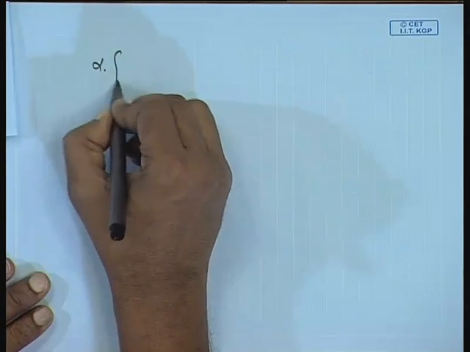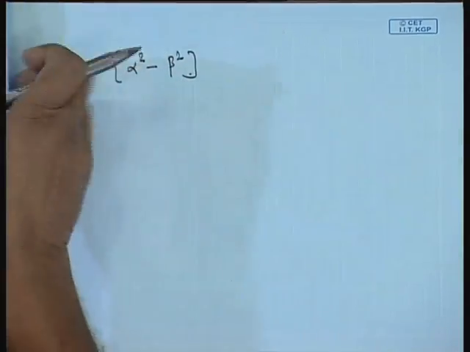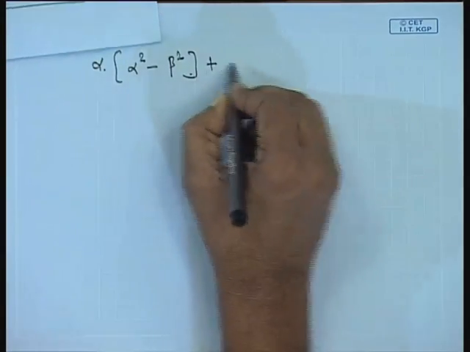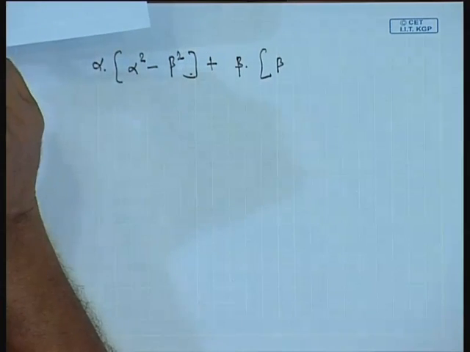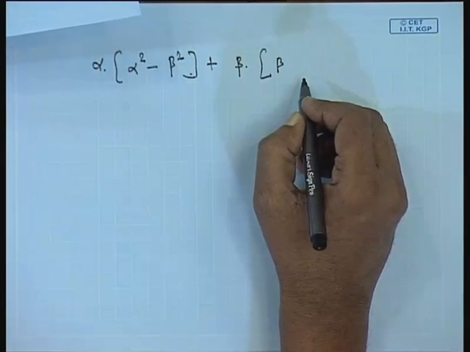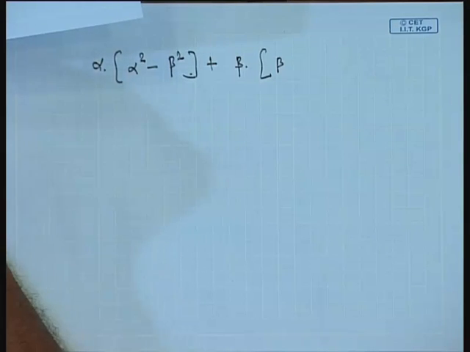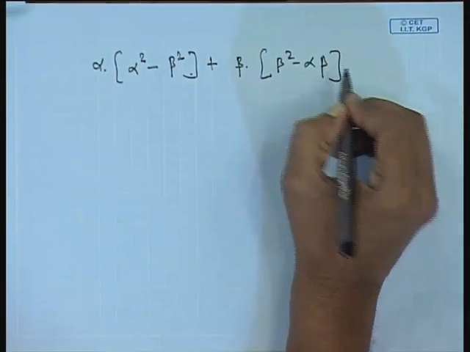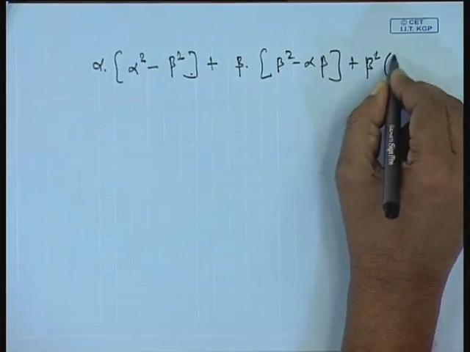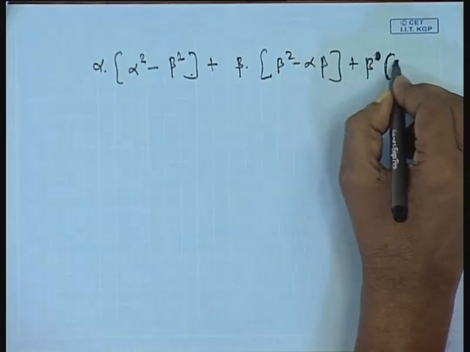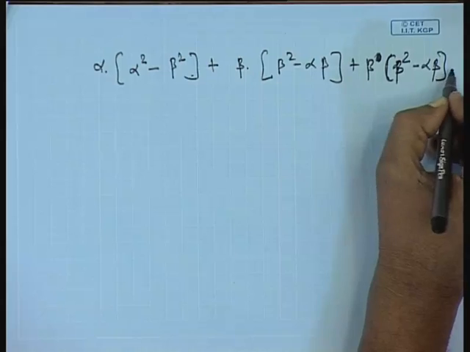So, if you solve this determinant, you can write this as alpha times alpha square minus beta square, taking the first term, and then plus beta times, then we have this term, beta square minus alpha beta, and the third term we write as beta square minus alpha beta, plus beta square minus beta times beta square minus alpha beta, and this is equal to 0.